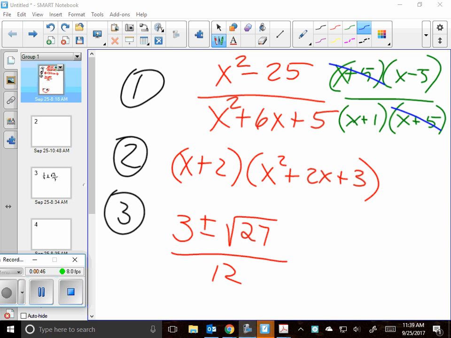Those cancel. X minus 5 over x plus 1 is the final answer. You can't cancel stuff until you get it to be factored. Let me show you what I mean.